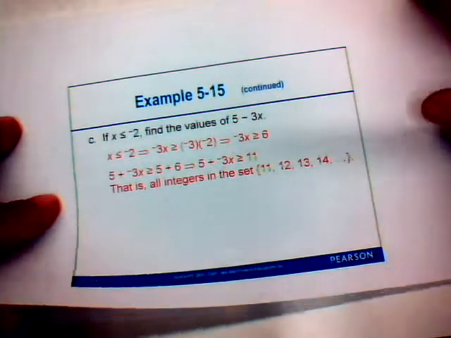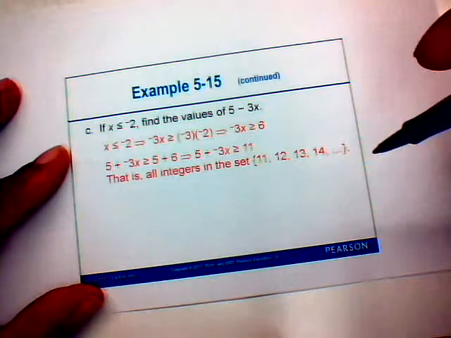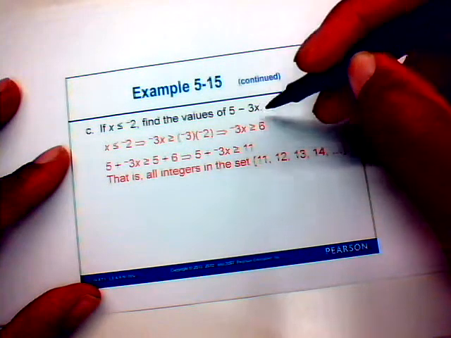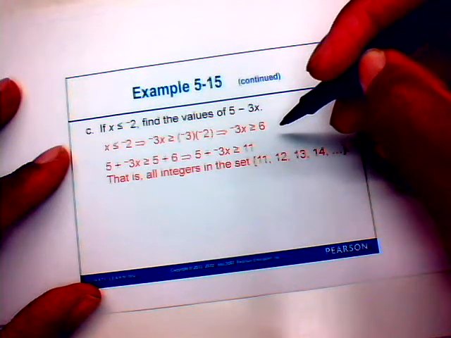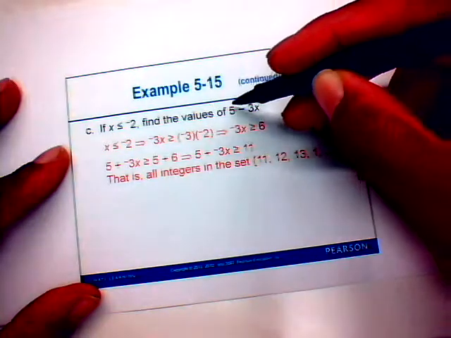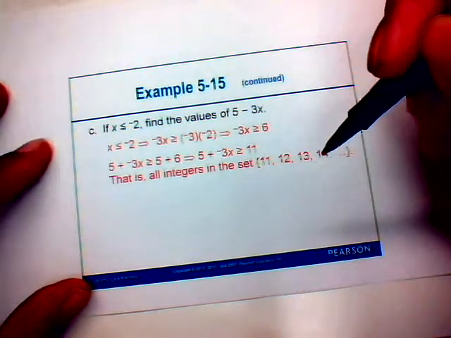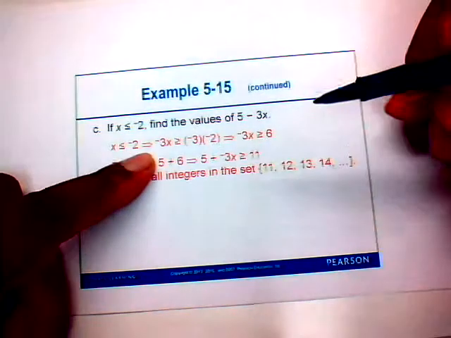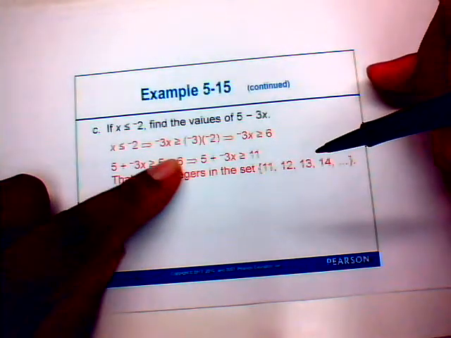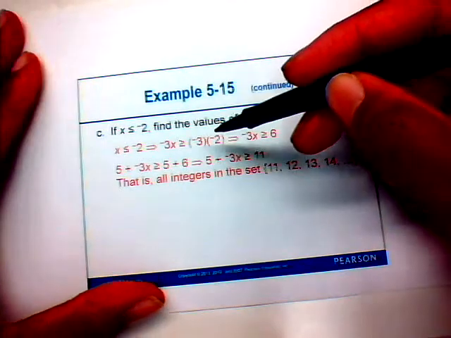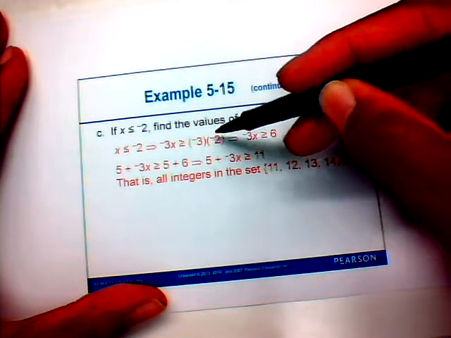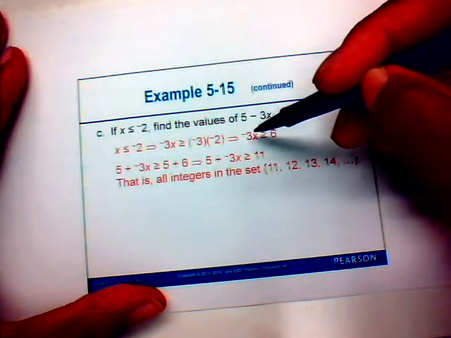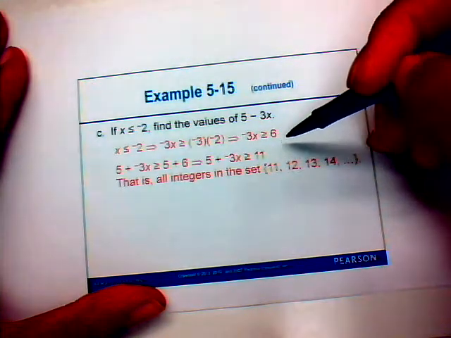And finally, if x is less than or equal to negative 2, find the values of 5 minus 3x, I'm sorry. So here x is less than or equal to negative 2, which means that negative 3x is greater than or equal to negative 3 times negative 2, which means that negative 3x is greater than or equal to 6.